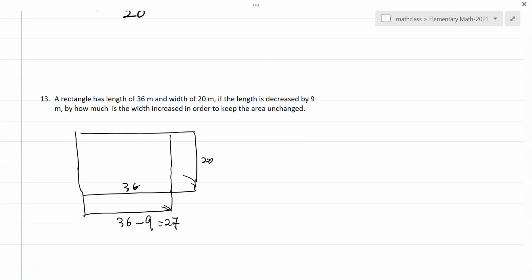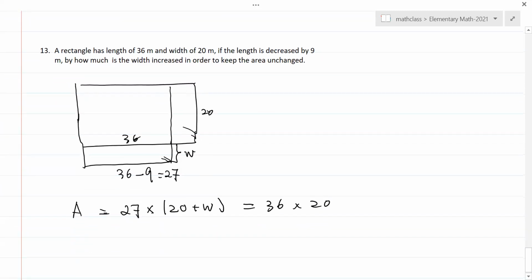So in order to have the same area, this part is the increased part, right? So the area of the new rectangle is going to be 27 times 20 plus W, because the total width is 20 plus W. And that should equal 36 times 20, because that's the original area. You don't multiply this out. 20 plus W is the new width, and you divide by 27. I think we can simplify it.